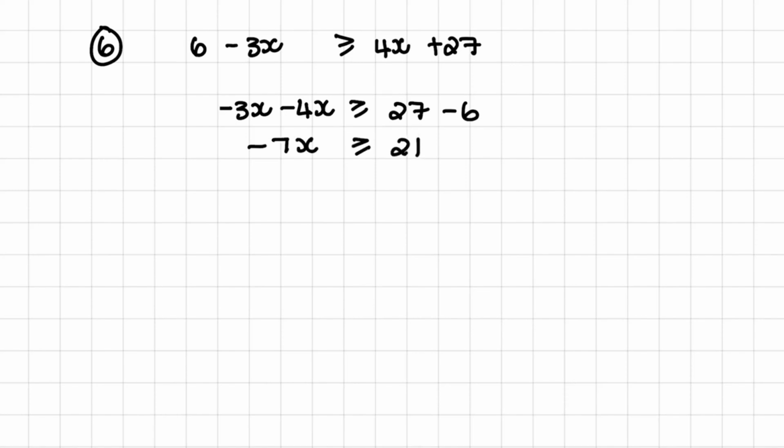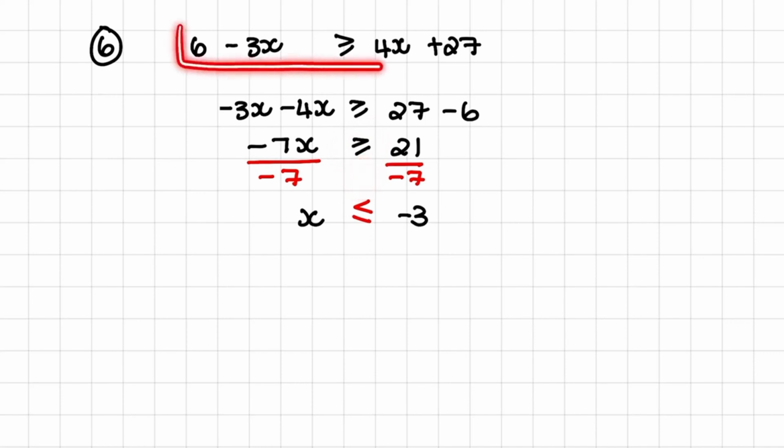And now again, I will divide both sides by negative 7. So if I simplify, on the left, I have x, and on the right, I have negative 3. But remember that when we divide by a negative, the direction of the inequality would change. So for this inequality, x would be smaller or equal to negative 3.